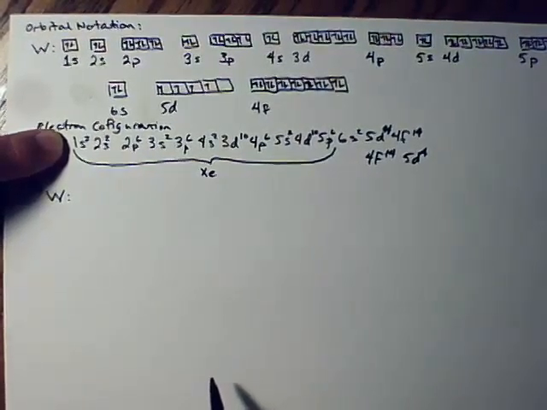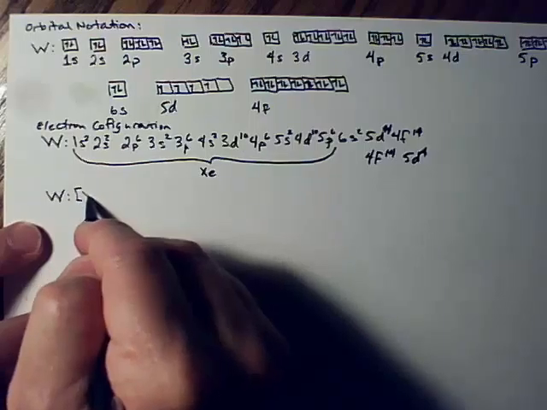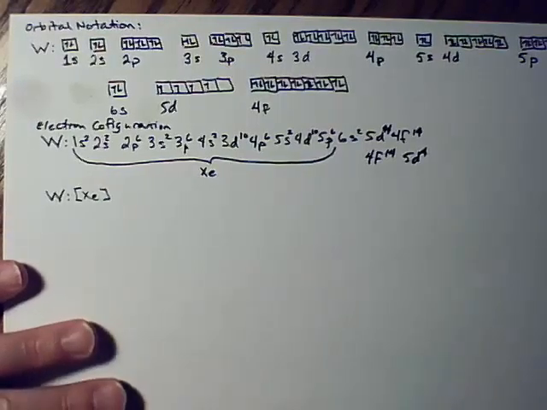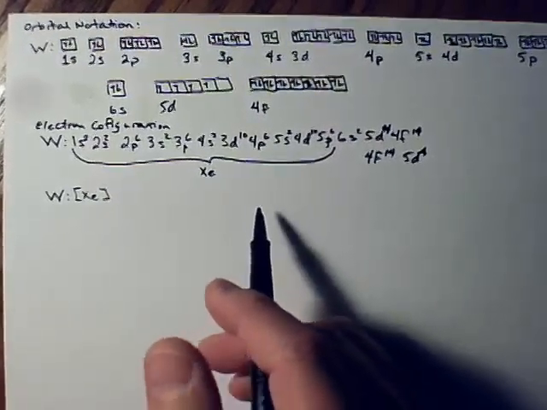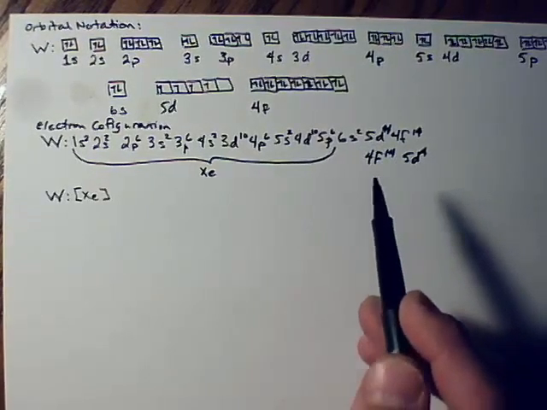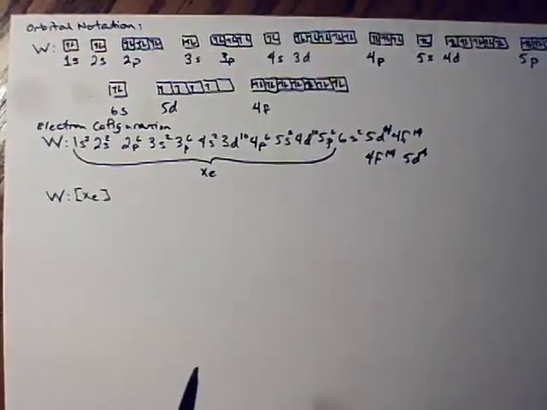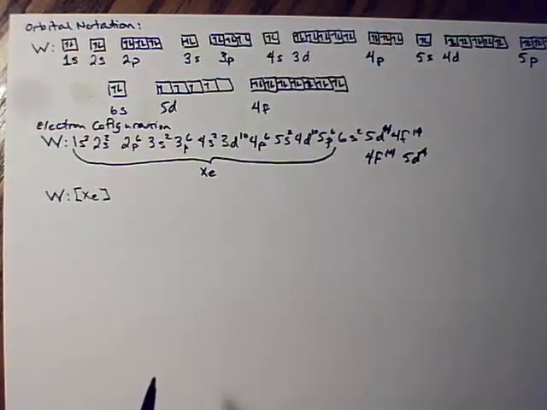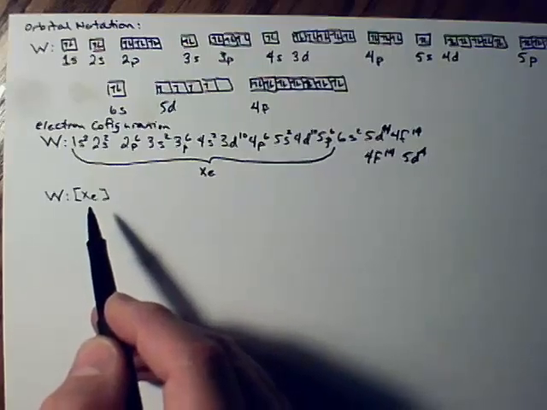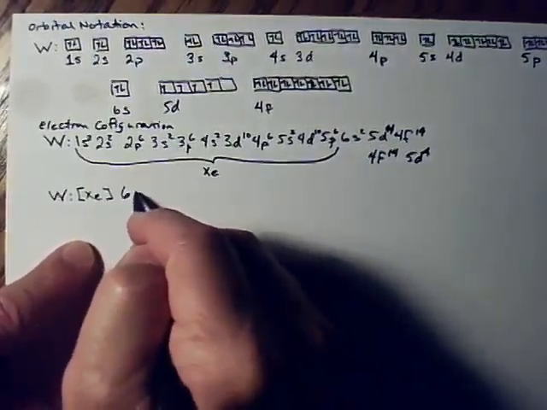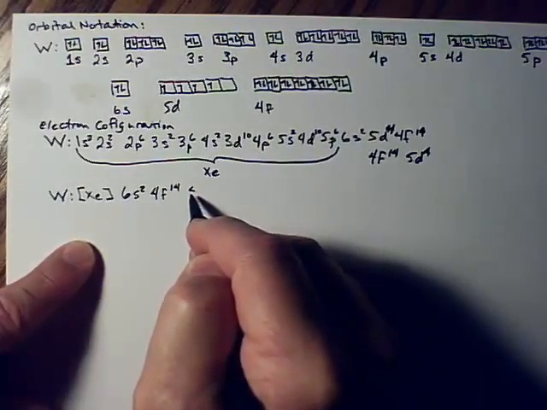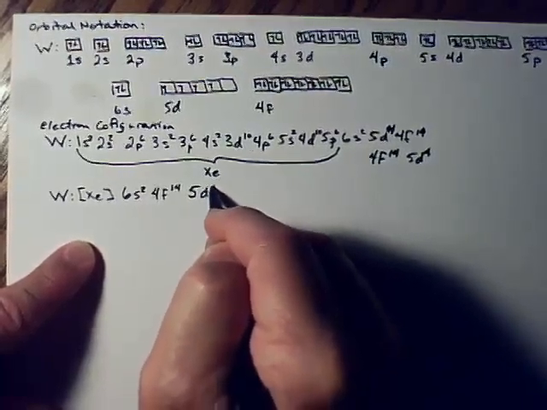Since that's xenon right there, we're going to say xenon right here. And that just takes into account all that stuff. And the reason we do that is because in chemistry, we're mostly interested in what's happening in this upper energy level, this highest energy level. That's where all the action takes place for a chemist, in the valence level it's called. Okay? So since we don't really need to spend too much time on this, we can chunk it. And we can put what else remains then. 6s2, 4f14, and 5d4. Okay?